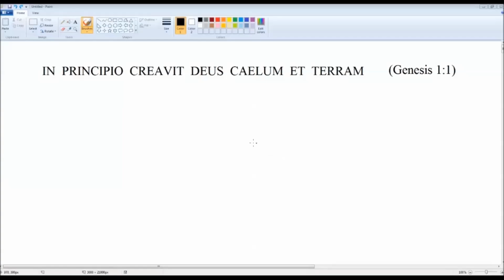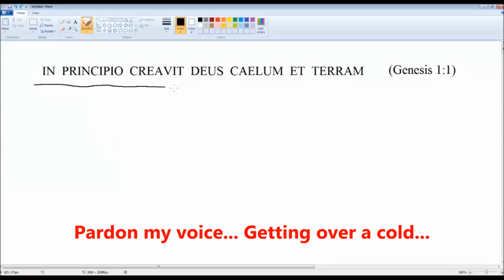Salvete discipuli. Today we're going to be deciphering, that is, translating into English and explaining the grammar of the very first verse of the Bible. In principio creavit Deus caelum et terram.